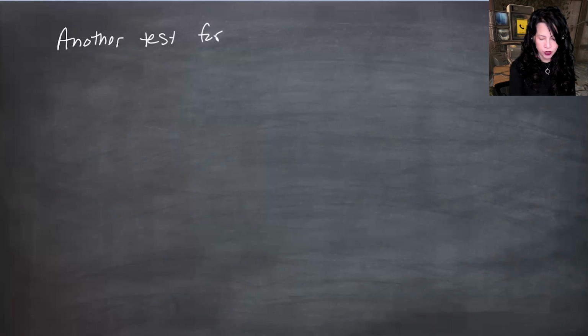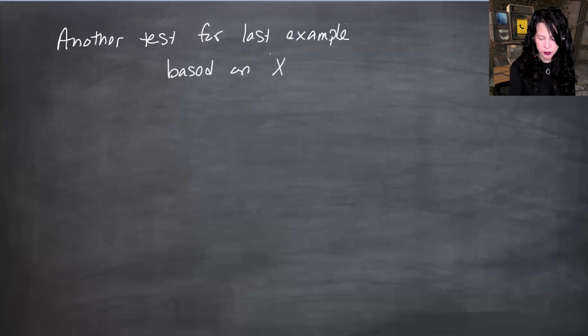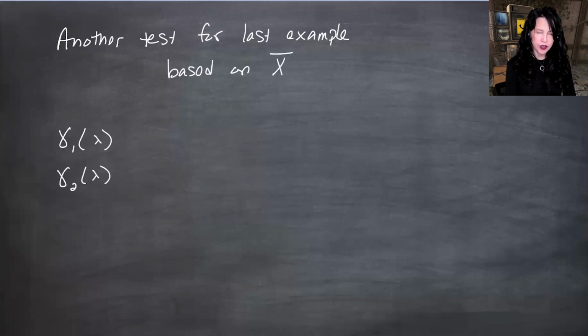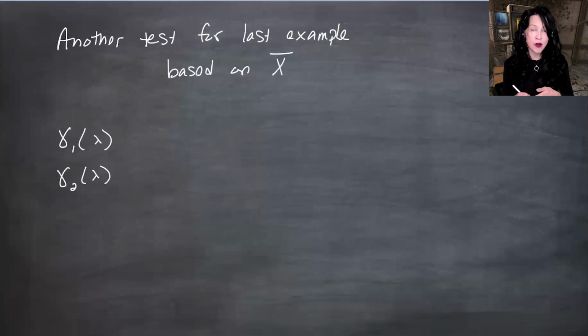So if we have another test for the last example, the exponential distribution, based on the sample mean x bar, we'll come up with a completely different rejection rule. And we can make a power function for this test as well. Now, this one isn't going to be nice and closed form because it's going to involve some chi-squared things. But you can imagine one power function and a second power function. That is the power function associated with the test based on the minimum and the power function associated with the test based on x bar.